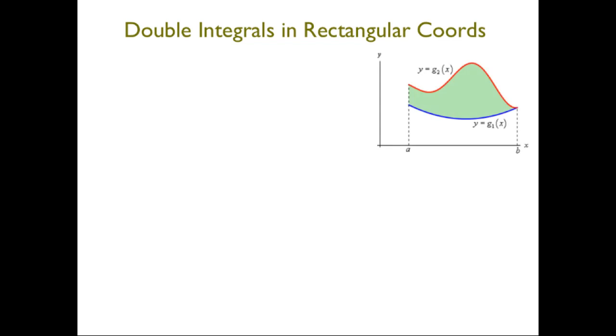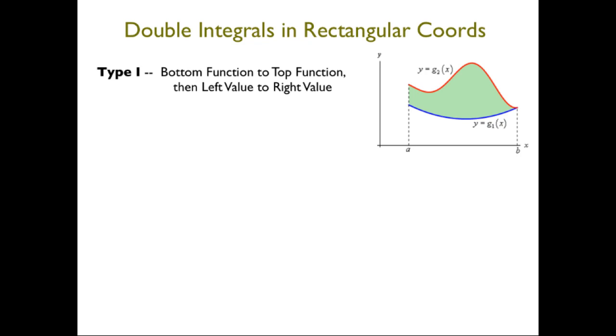So the first type looks something like this. You have two functions of x, y as a function of x, defining the top and bottom. Then we have x values, a starting x value and an ending x value. This is type 1, and what do we say? We say bottom function to top function first, and then left x value to right x value. That's our mantra: bottom to top, left to right. That's type 1.